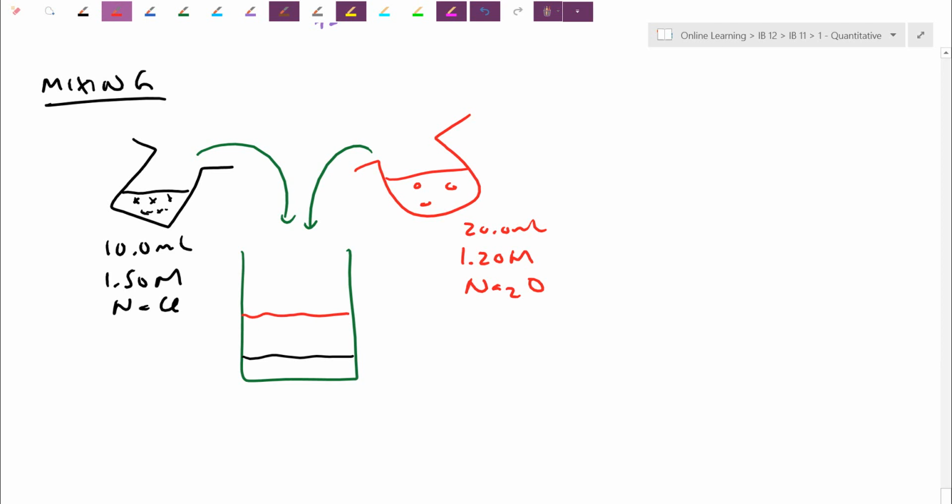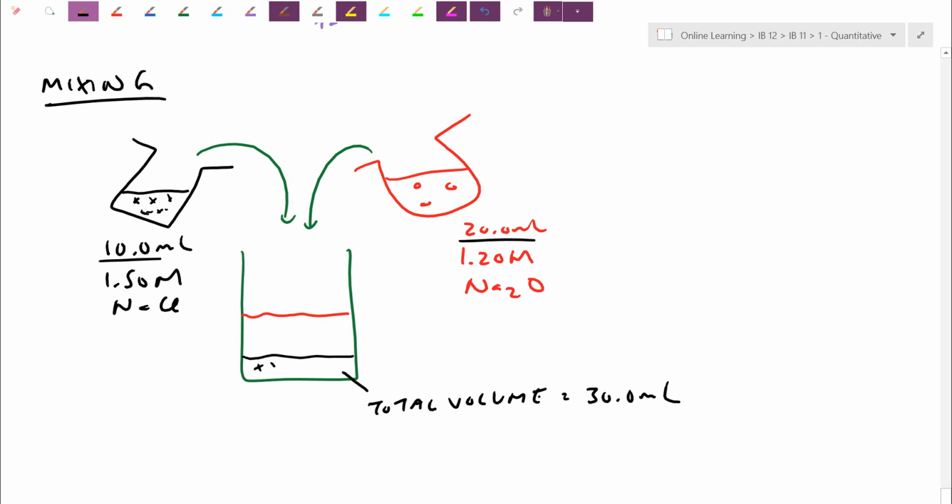I'm going to ask the easy question first. When I add 10 mils into 20 mils, what's my total volume? We're going to assume that the total volume is just 10 plus 20, that there are no splashes or any leftover bits. The total volume here is going to be 30. We have to be under an assumption here.